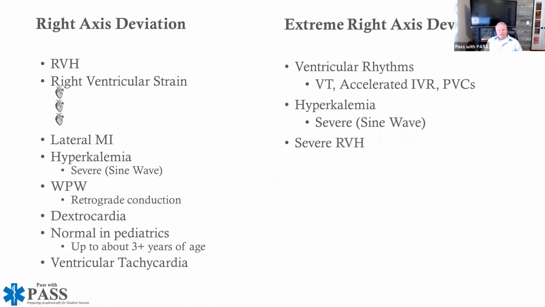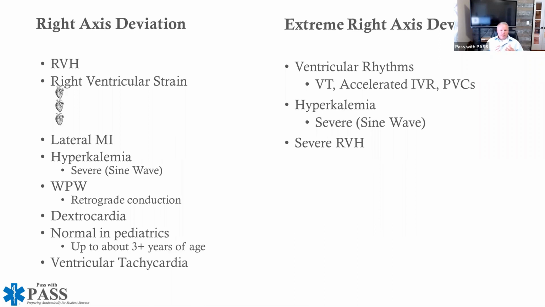So right axis deviation. Think about this: the signal is coming down and it's making a hard right, okay? Because that right ventricle is now requiring the most amount of electrical stimulus because it is working harder than it should, and it should not be that way. So with right axis deviation, we have RVH, right ventricular strain, lateral wall MIs, so that lateral wall is infarcting, and hyperkalemia, and we get something there called a sine wave if it's severe.